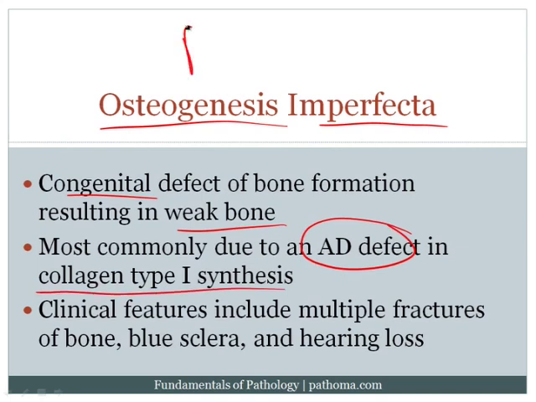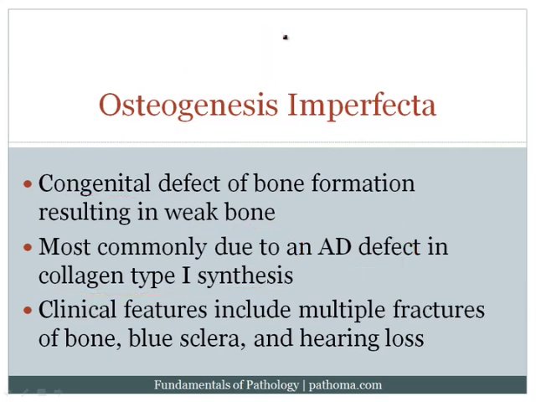Remember that type 1 collagen is the collagen that is present in bone, and some people remember that by just remembering that the word bone has the letter 1 in it. The clinical features are going to be multiple fractures. Without type 1 collagen, the bone will be very weak and it'll fracture. In addition, the patients will have blue sclera. The idea here is that the sclera, which is the white of the eye, normally contains a lot of type 1 collagen. And so if there's a defect in type 1 collagen, the sclera will be thin and you'll see blue sclera.